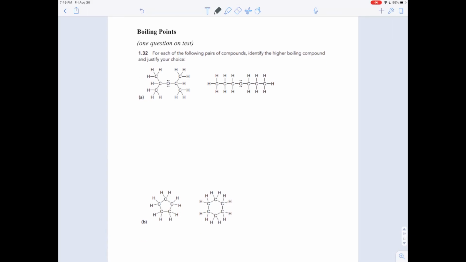Exercise 132 says, for each of the following pairs of compounds, identify the higher boiling point and justify your choice.